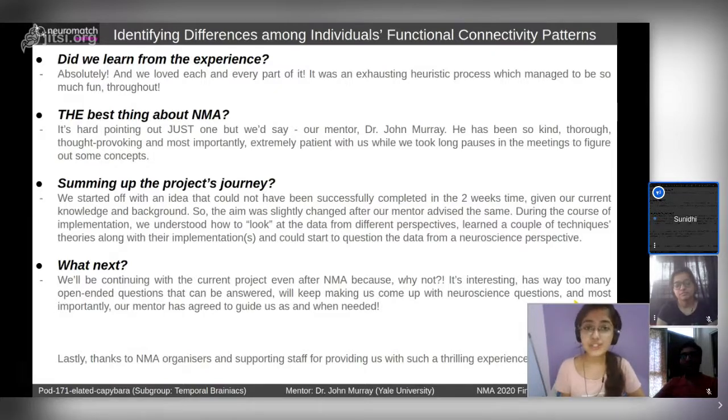Now, summing up our journey, we started off with a very complex question. So after communication with our mentor, we concluded that we should first only look at the data and learn how to ask neuroscience questions first of all. So that's what we did, and we excellently succeeded, I think. What next? We'll be continuing with this project because our mentor has agreed to guide us throughout.